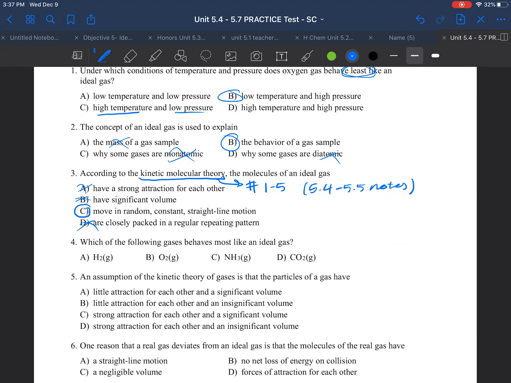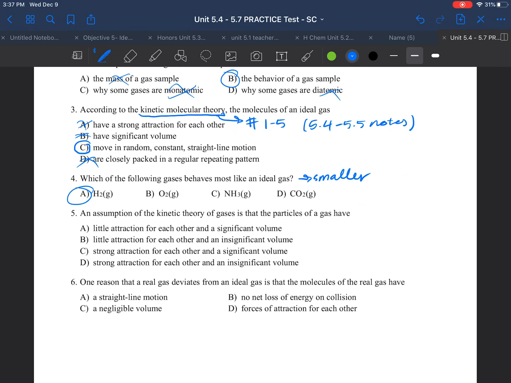Then number 4, which of these gases behaves most like an ideal gas? The key here is the smaller, the better. And so the smallest one would be hydrogen. And then number 5, an assumption again coming from those numbers 1 through 5, is that the particles of a gas have little attraction. To behave more ideally, you don't want them interacting with each other, and they also want to be small or have a non-significant volume. And then number 6, one reason that a gas would deviate from these ideal gas ideas is that if molecules had attraction forces together.